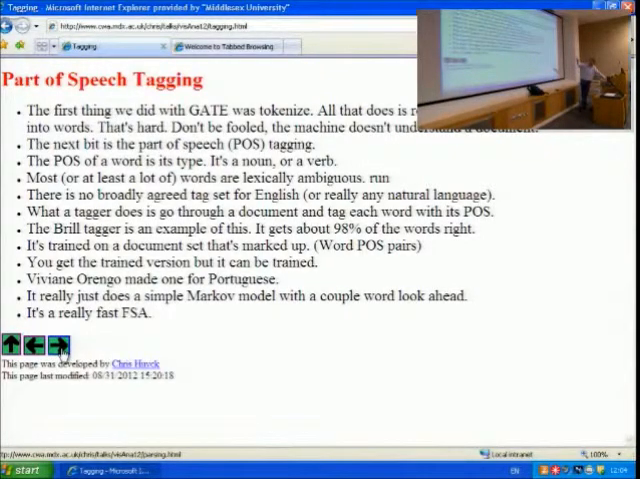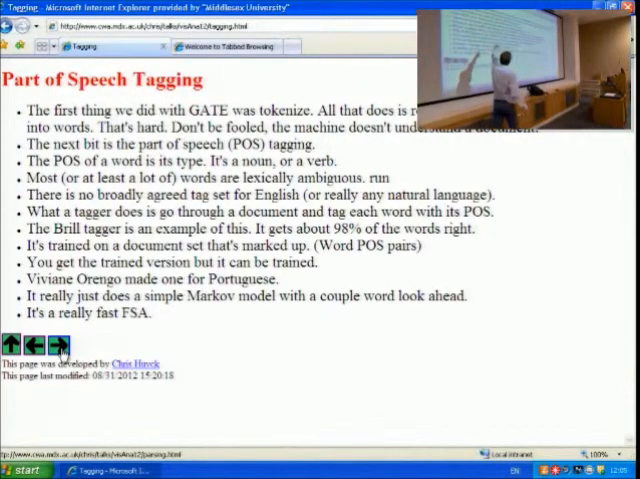What a tagger does is go through a document and tag each word with its part of speech. Why do you want to do that? Because you want to parse it. What the parser does, mostly, is just take the part of speech. It doesn't care if the words are run, or hit, or jump, or fall. It just bangs it away.